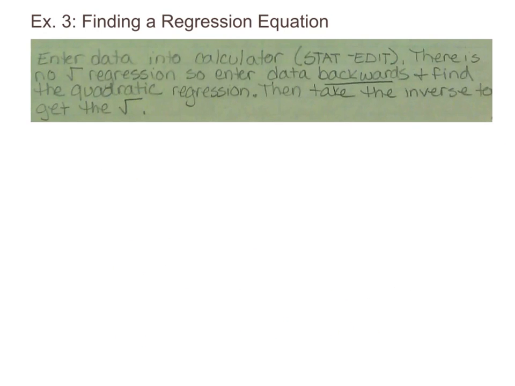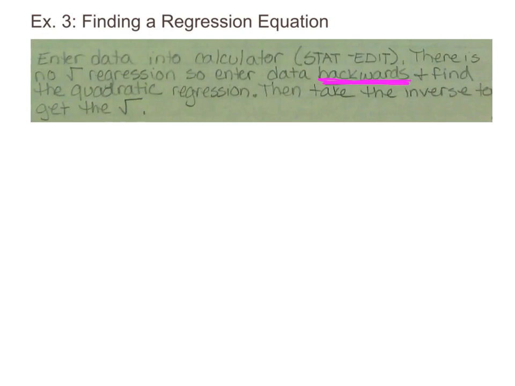Alright, so finally, we're going to use the same data that we just used, but now I'm going to teach you how to find the regression equation in the calculator. Unfortunately, it's not as easy as it was when we did quadratics or cubics or any of those. This time, we have to enter the data into the calculator, and I put stat edit for you to remember, except there's not a square root regression option. So, we have to enter the data backwards, and please highlight, star, circle, put stickers on it, backwards, and find the quadratic regression. Then, we take the inverse of that quadratic regression, just like we did in the first example, to get the square root equation.